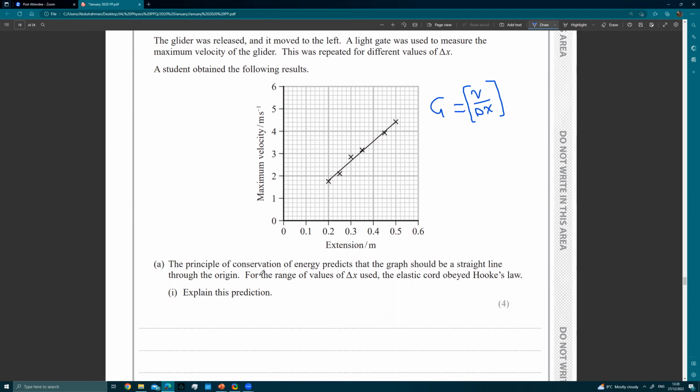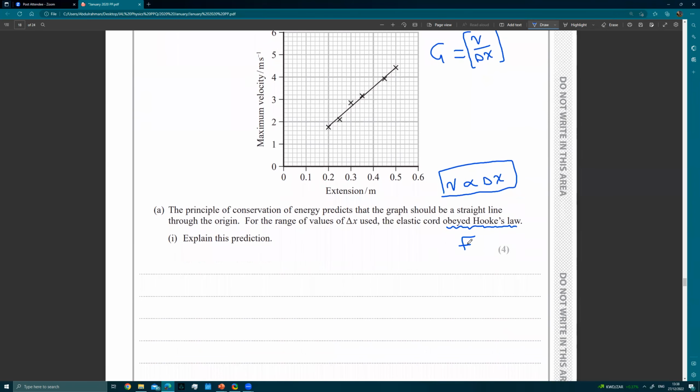What this principle predicts is that it should be a straight line. A straight line would mean that your independent variable is proportional to your dependent variable, or in this context, your velocity is proportional to your extension. So the conservation of energy predicts that this should be the case through the origin. For the range of values of the extension used, the elastic cord obeys Hooke's law. What does it mean if something obeys Hooke's law? It means that it obeys the following equation: force is equal to the spring constant multiplied by the extension.